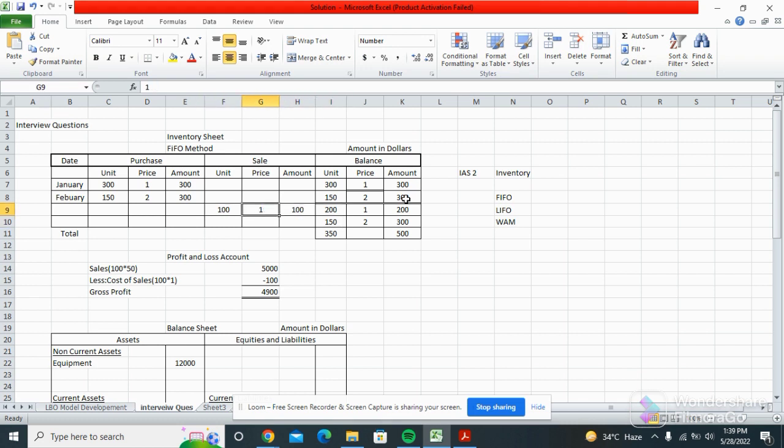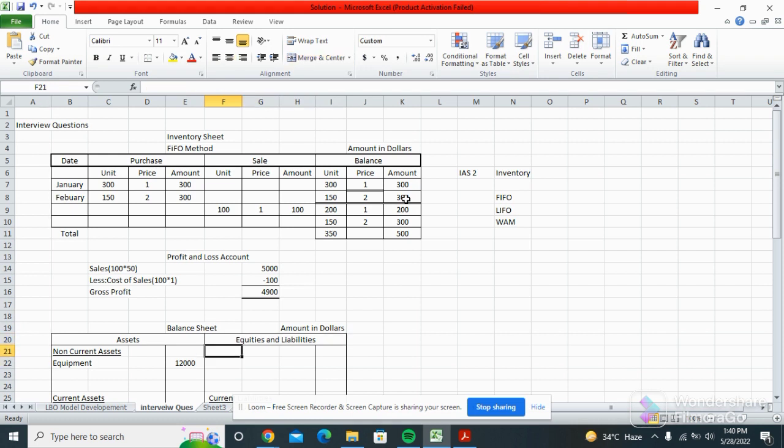So now after this transaction, we have some balances. We have 200 units of moisturizer left, which cost $1 to the company, and the amount is $200. After this, we have 150 units of raw material that cost $2 each to the company, and the amount is $300. So overall inventory cost is $500. This is the inventory sheet where I have valued the inventory using the FIFO method.